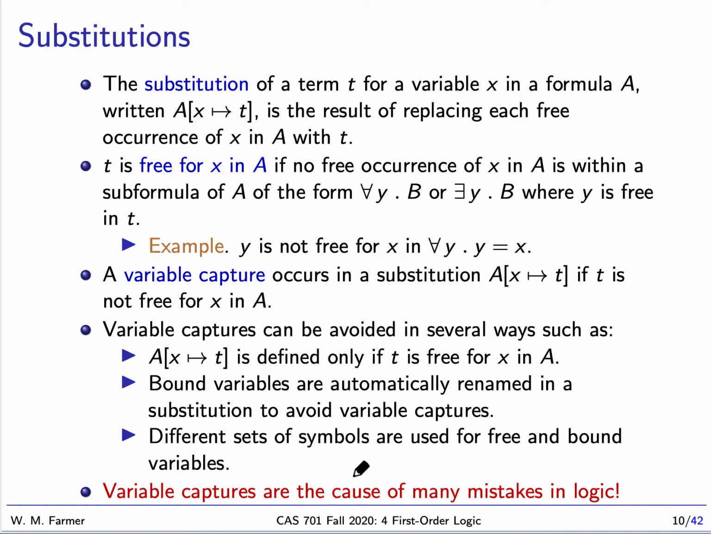Okay, so let's talk about substitutions. So a substitution of a term t for a variable x in a formula A, we write it like this. But there's many ways people write this. Sometimes people write it like this, or like this. And it can be rather confusing because there's so many different ways it's written. Anyway, if you have a substitution of t for x in A, it's the result of replacing each free occurrence of x in A with t.